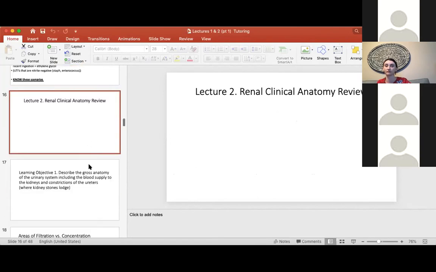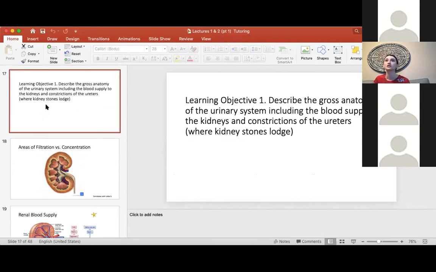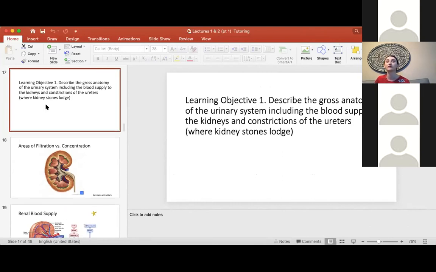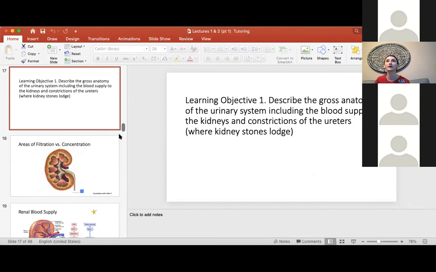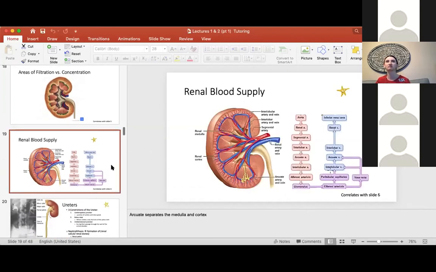Okay, I know I've got some extra stuff that you don't need, but we'll just skip it. You need to know the anatomy, like the blood supply, but more importantly, where the kidney stones lodge, because I think that's what she dinged in class. So back to anatomy. We've got our renal. We'll just skip to the next one. I think it's more important.